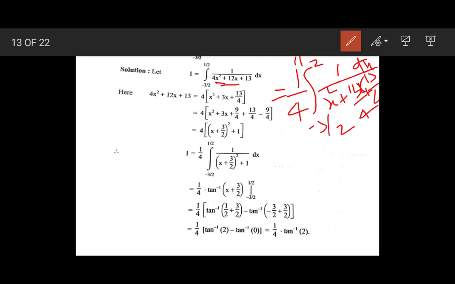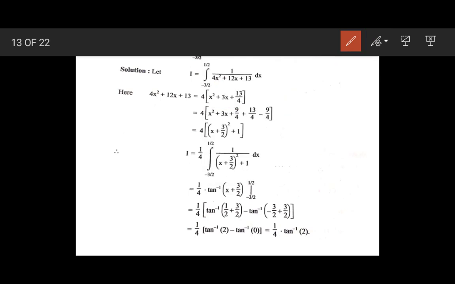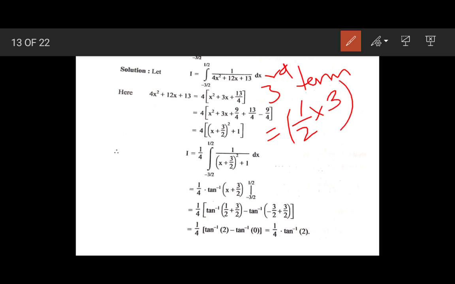Now this is equal to 1 upon 4 integral from minus 3 upon 2 to 1 upon 2. Then this part will be x square plus 3x plus 13 upon 4. Now I have to find the third term. So the third term will be half into the coefficient of x. The coefficient of x is 3. The whole square means 9 upon 4. So we have to add this 9 upon 4 and then subtract this 9 upon 4.